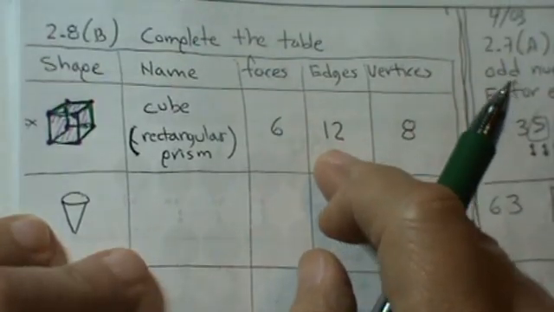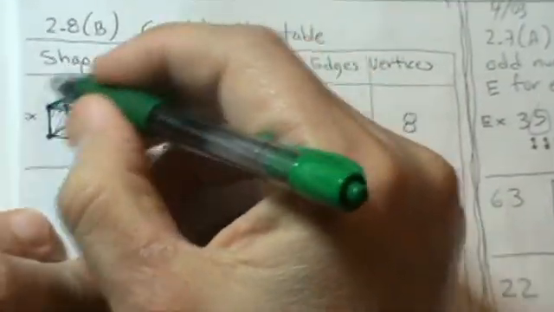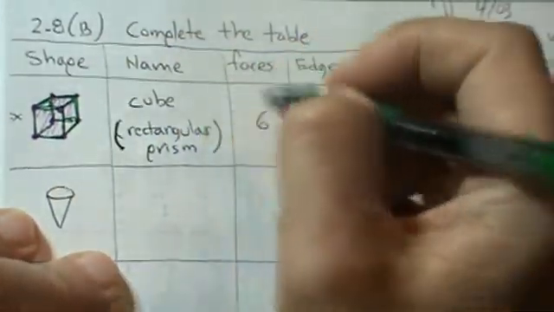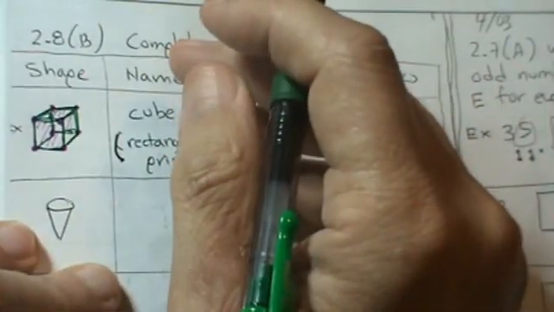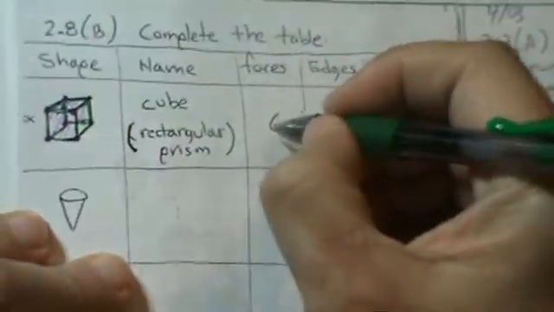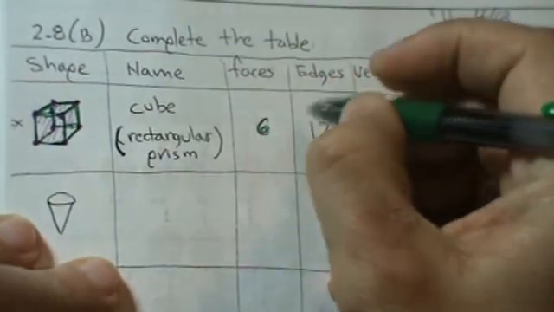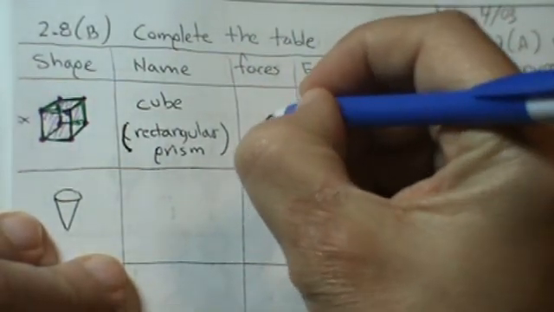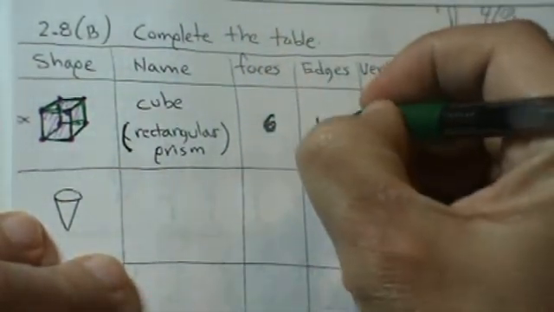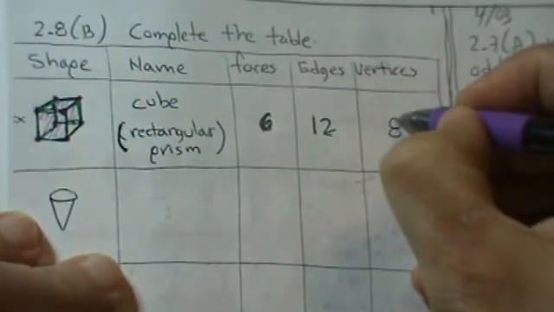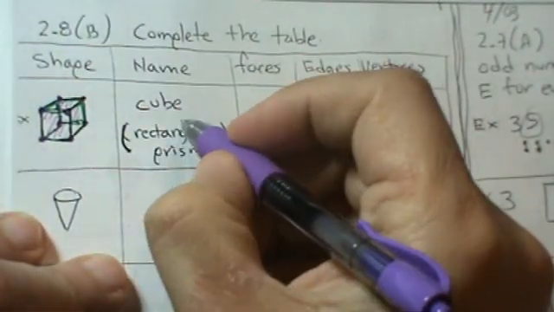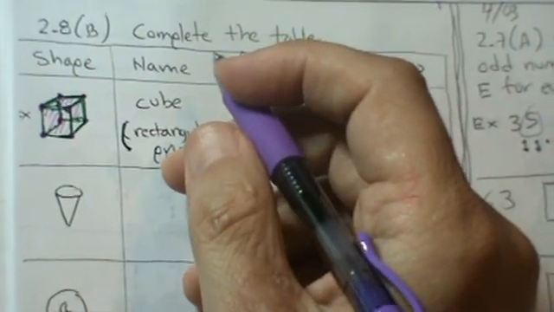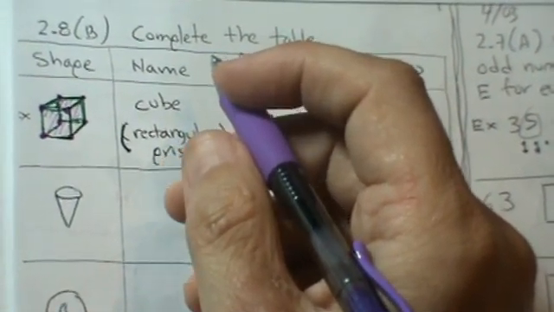It's 12 edges, and faces I have, all the 4 faces around is 4, and the top and the bottom is 5 and 6. So I have 6 faces. I'm going to do the faces with black. 6 faces, 12 edges, and 8 vertices. And the name of the shape is cube. Remember that the cube is a special kind of rectangular prism.